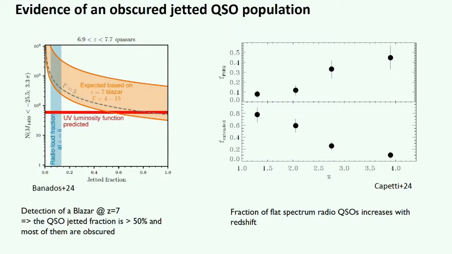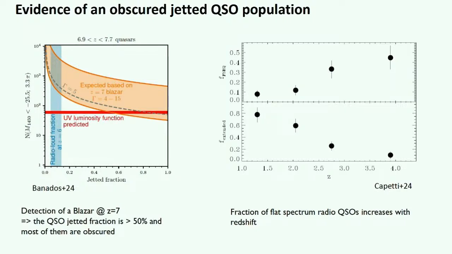The first is this paper that will be published in a few weeks in Nature. It reports the detection of a blazar at redshift 7, and according to the authors, the very presence of this one object requires that the fraction of jetted quasars at this redshift should be larger than 50%, and most of them are obscured.